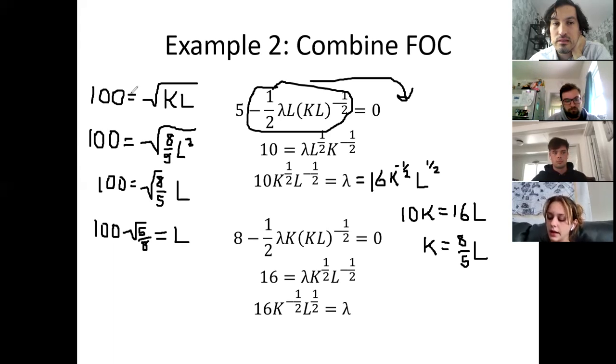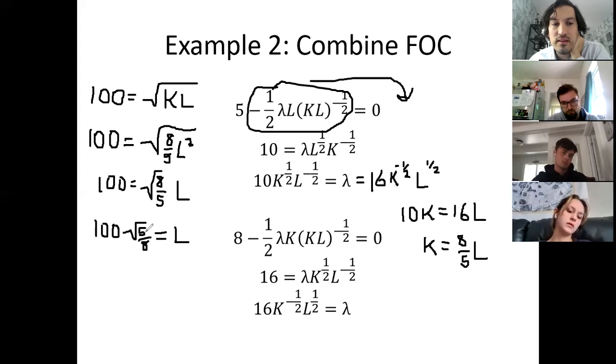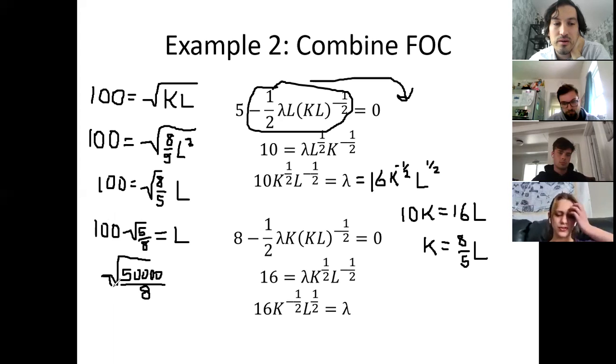Yeah, I ended up getting L equals the square root of 50,000 over 8. Yeah, that's the same thing I have. If you put this 100 inside the square root, that's exactly what you would get. 5 with 4 zeros, 1, 2, 3, 4, over 8. The square root should go all the way down to there. Yeah, it's the same answer.